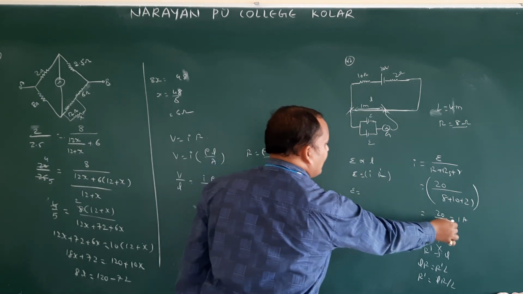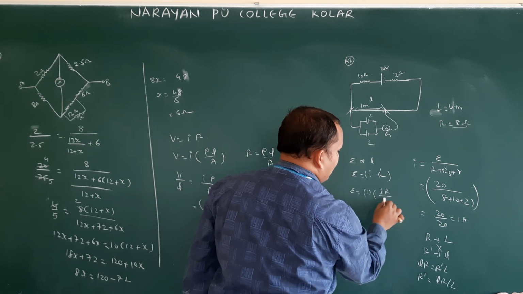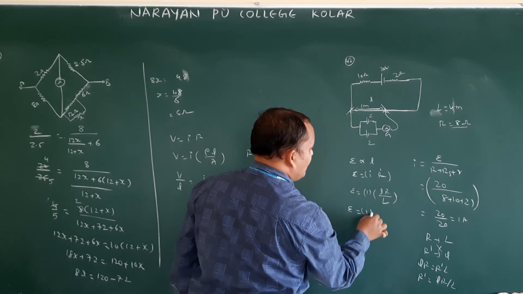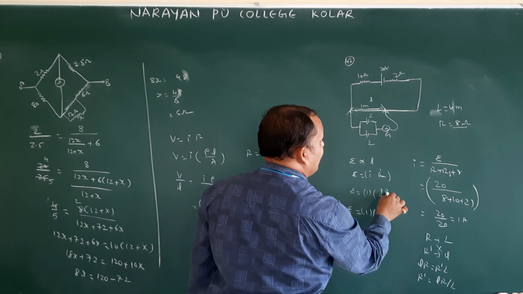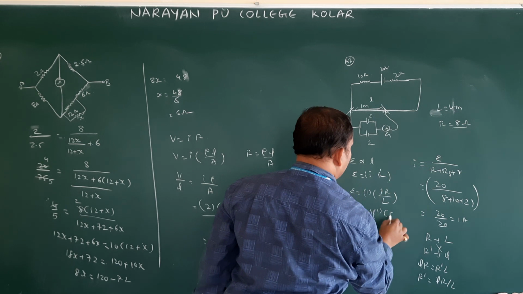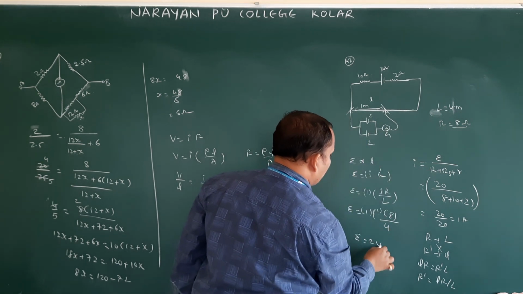Substitute. E is equal to I value, you got 1 ampere, 1 into R dash value. So LR by L. So 1 into, smaller value, how much did they give? 1 meter. Capital R value, how much did they give? 8 ohms. Capital length value, how much did they give? 4. Then E is equal to 2 volts.